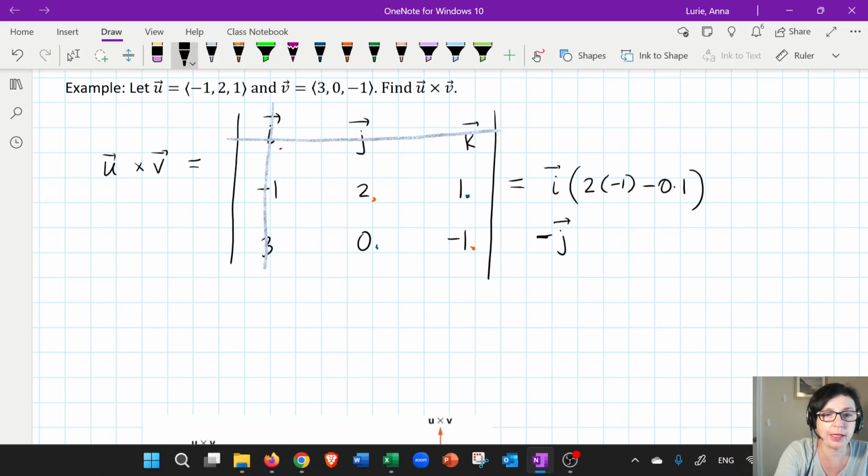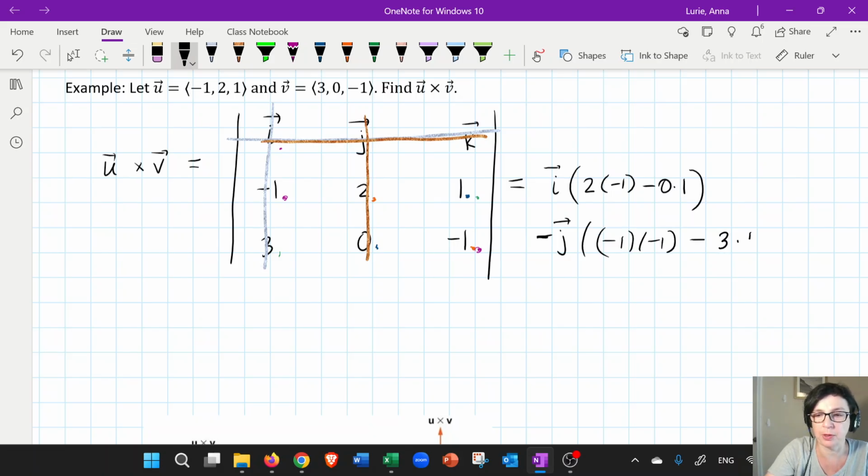Okay, so now let's cross out the row and column where the J vector is. So we're going to cross out this one and this one. What will remain? This -1, multiplied by that -1, and then we subtract the product of the other two. So let's do that. We'll get -1 multiplied by -1, subtract 3 multiplied by 1. Okay, we're done with the J component.